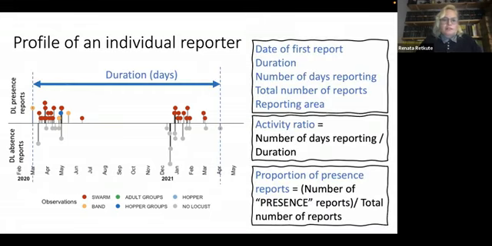So we can get some statistics from there, for example, date of first report, duration, which we define as the number of days between first and last report, total number of reports, number of days reporting, and we can extract what was the area they had reports in. And then activity ratio is the number of days reporting divided by the duration. So basically what is the fraction of days they went and had a report. And then we have the proportion of present reports. So out of all reports, how many were when they reported that the locusts were present.